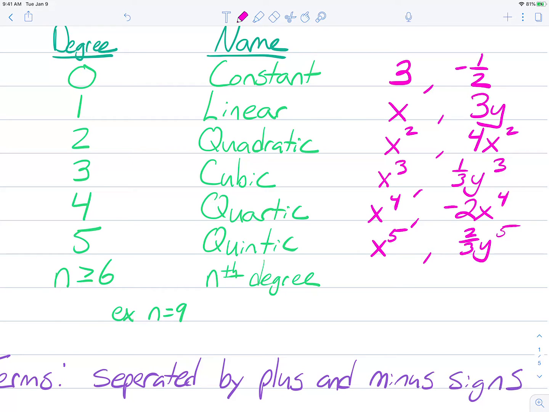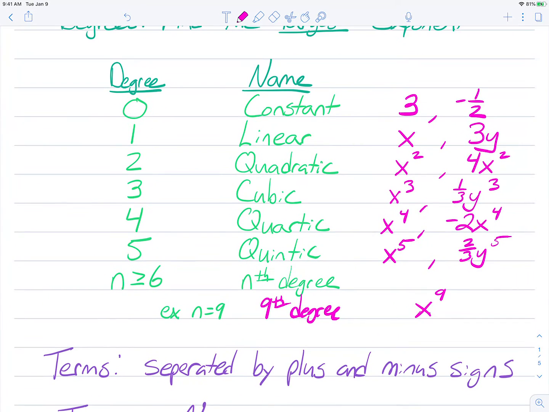Now after 5, we don't have specific names. Anything 6 or above, you just call the nth degree. For instance, if we had something like x to the 9th power, that's just called the 9th degree. They didn't want to come up with names for every single thing, so after a while, we just call it the nth degree.